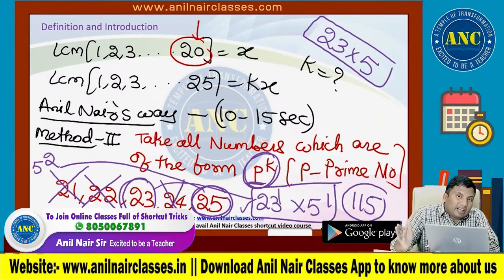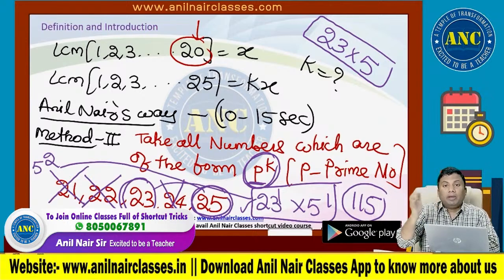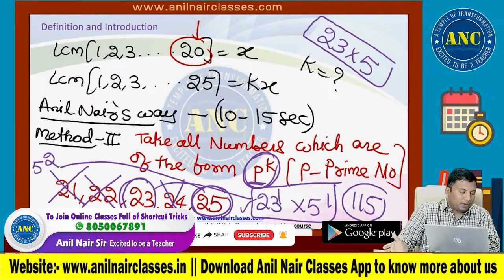Only take the numbers which are of the form p power k, where p is a prime number. Two more examples I will solve. It might not be clear in the first instance, so two more examples I will solve so that it will be clear to you.